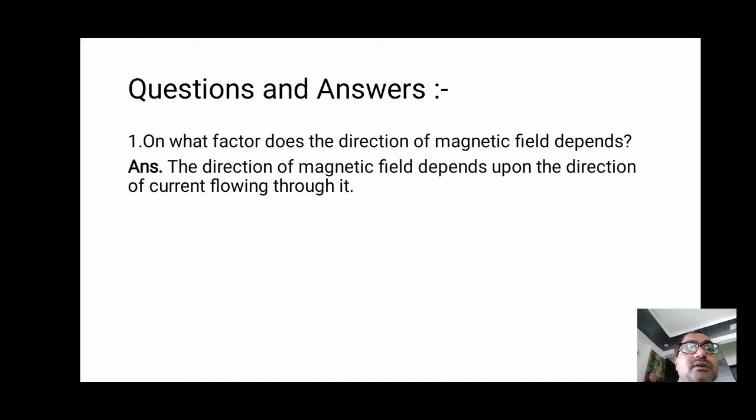Now students, let us take certain questions based on this activity. Question and answer. The first question is: on what factor does the direction of the magnetic field depend? The direction of the magnetic field depends upon the direction of the current flowing through it. In whichever direction the current is flowing, the field depends on that particular factor.